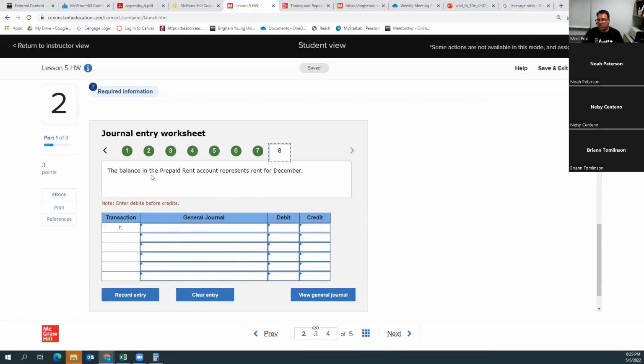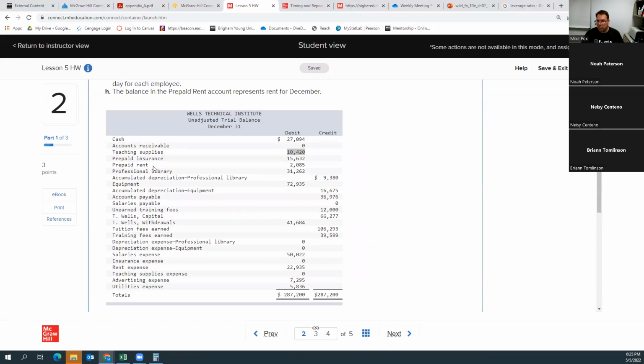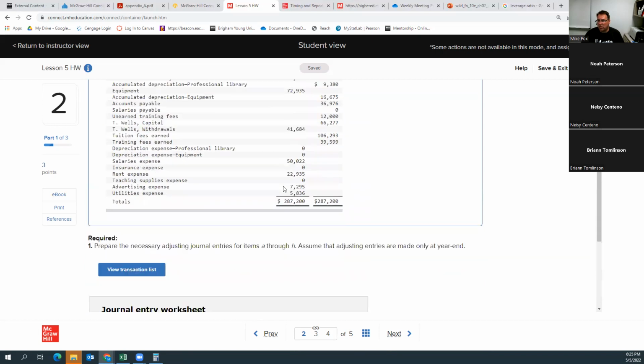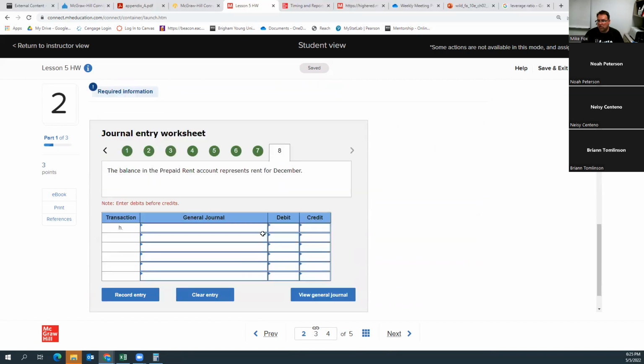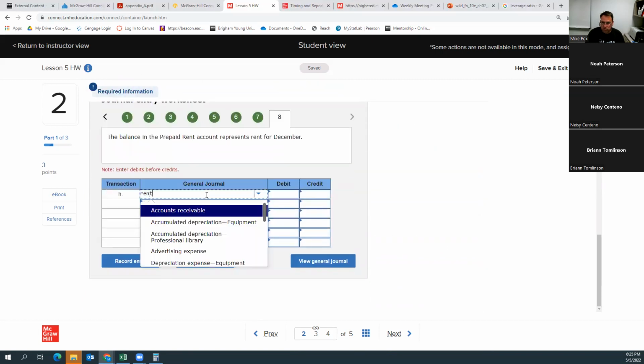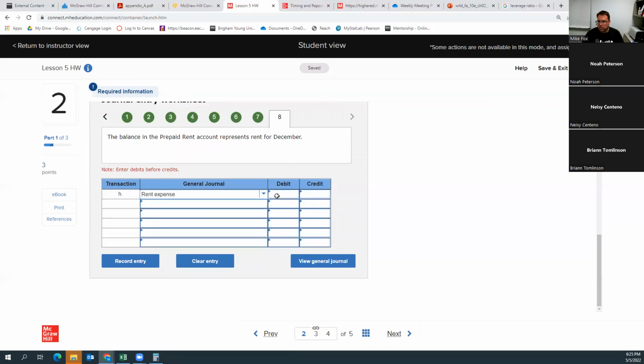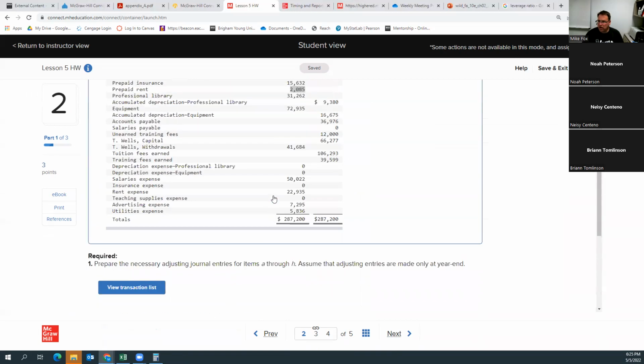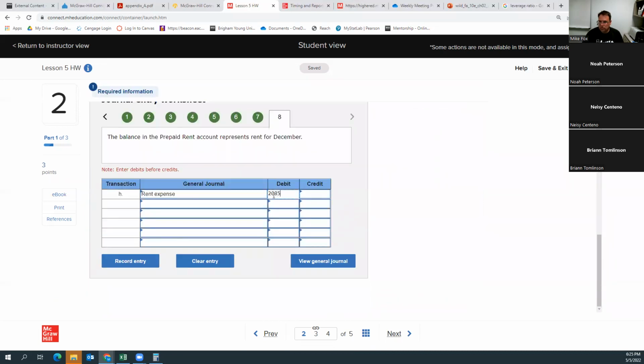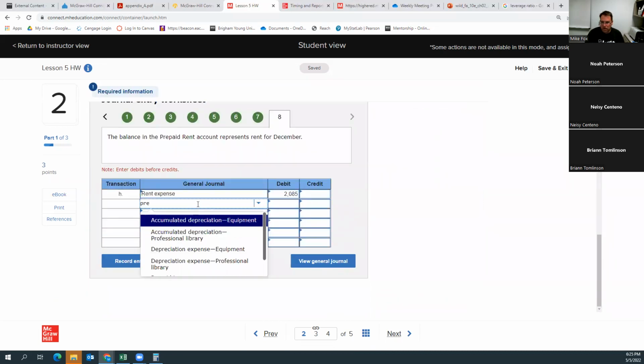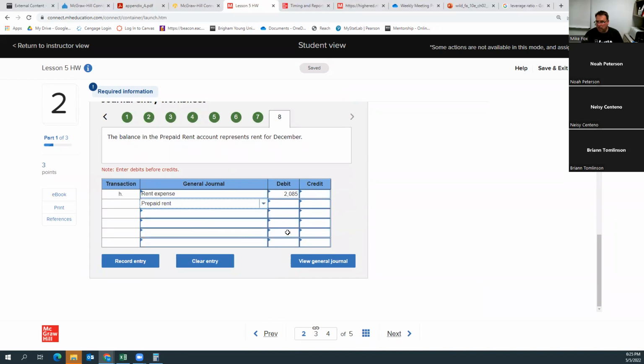And then finally, the balance of the prepaid rent account represents rent for December. So I'd have to go up here and say, well, what is my prepaid rent account? Oh, that's insurance. I was like, that's some heavy duty rent. $2,085. So what they're saying is, again, the wording is a little confusing, but that amount represents the amount that we'll have to record for December. So we're going to do rent expense, the 2,085, and our prepaid rent asset is going down by 2,085.